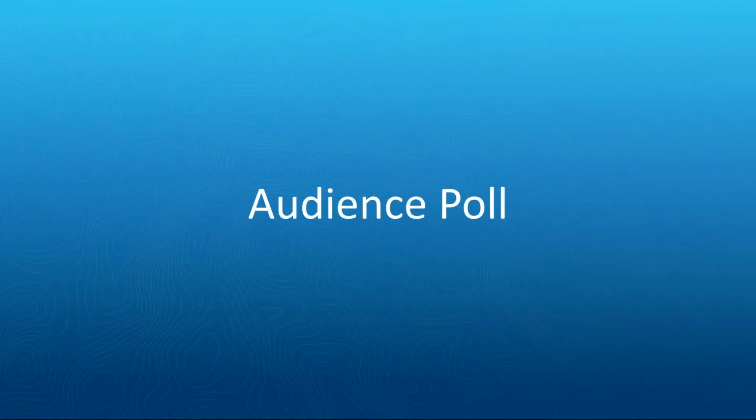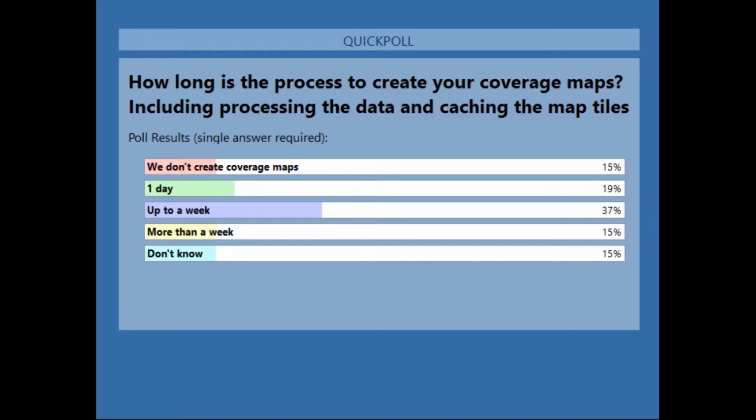All right, and we'll go ahead and close that poll question and share it here with everybody. So as we can see from the results, about 37% of you said up to a week to create and process your coverage maps. With the vector tiles, you can reduce the amount of time that takes you down to either hours, a day, or even minutes.